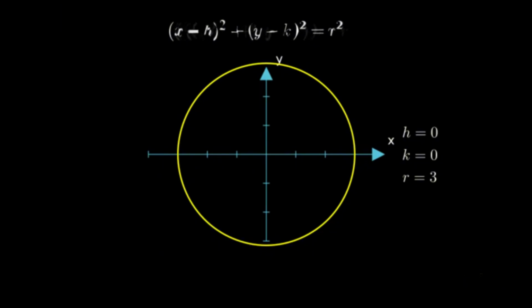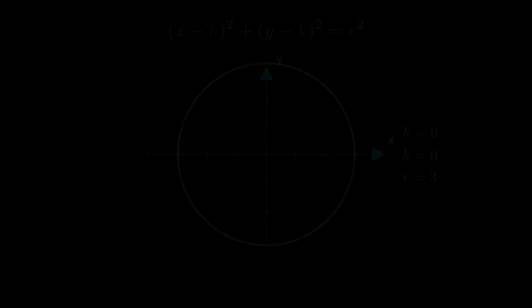To summarize what we've learned, h controls the horizontal position of the center, k controls the vertical position of the center, and r determines the size or radius of the circle. Together, these parameters give us complete control over our circle's placement and dimensions.